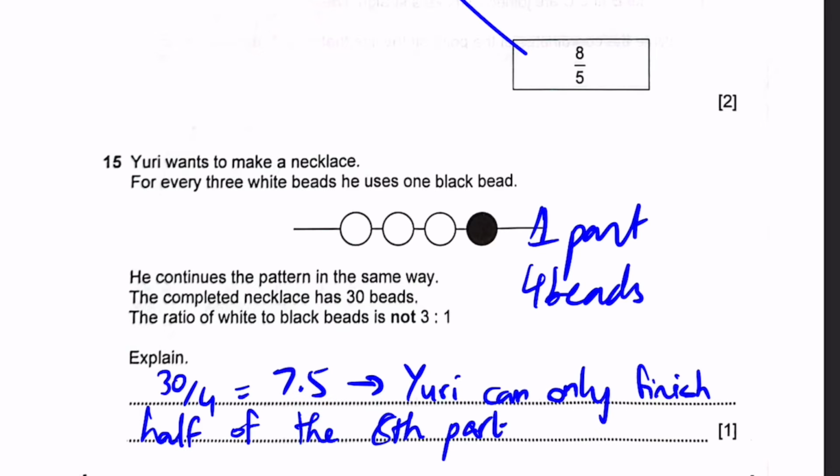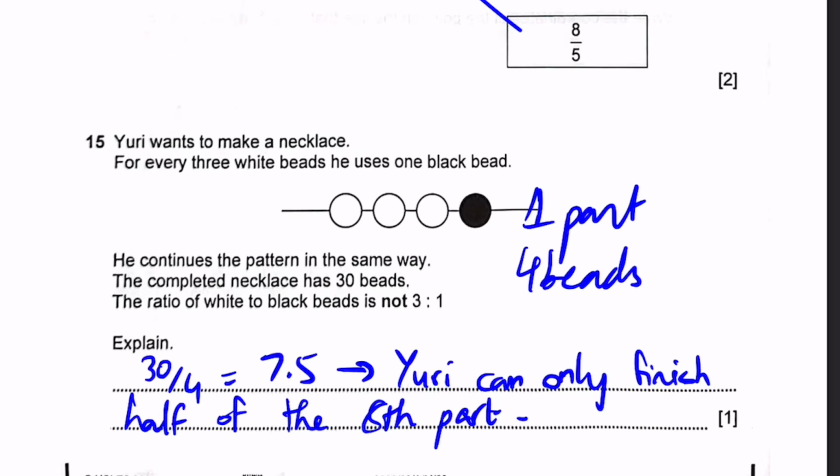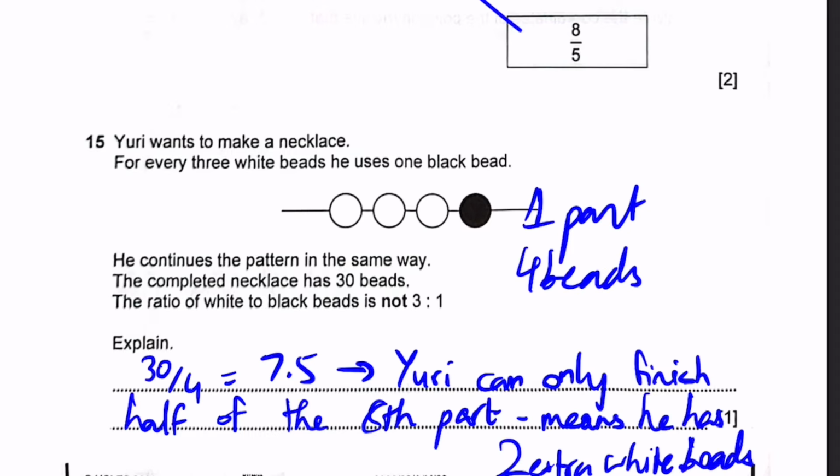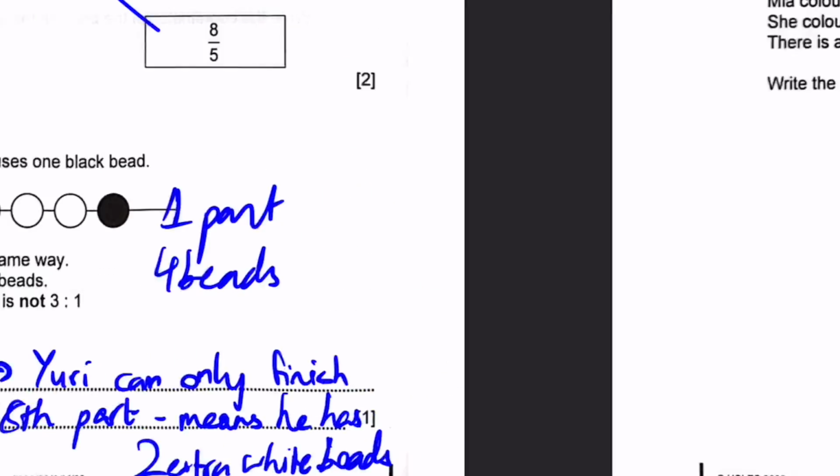And because you can only finish half, that means he has 2 extra white beads, right? 2 extra white beads, because half of 4 is 2, and the first 2 beads in the pattern are white. So he has 2 extra white beads, and that'll change the ratio. That's the answer. Question 16.